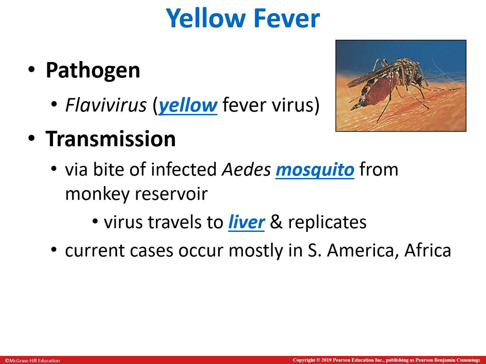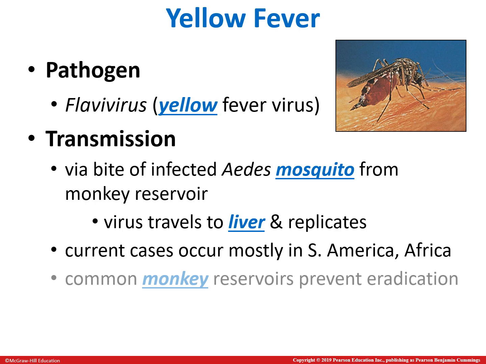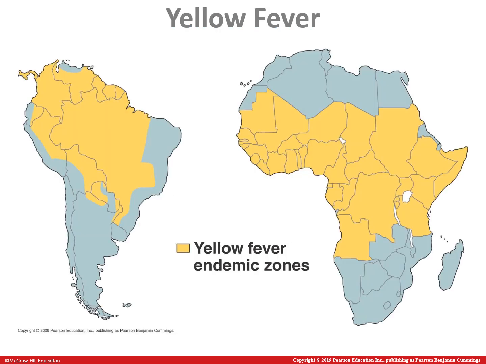So currently cases are primarily in South America and Africa, but we did have cases in the U.S. back in the 1800s when slave ships had brought the disease over. But we don't have any resident monkeys in North America, so it can't persist here. But in places where it does exist, it's virtually impossible to eradicate because there's a wild monkey reservoir. So here are some of the endemic areas for this virus.